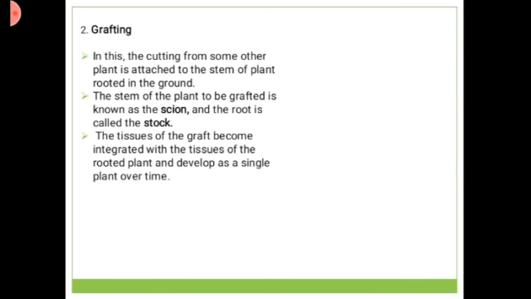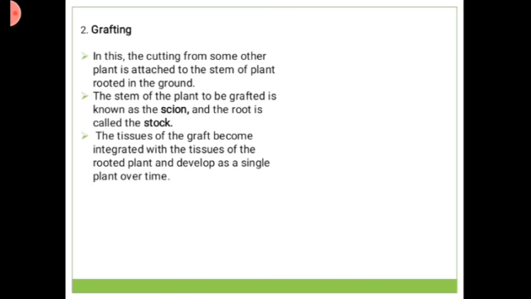Second type is grafting. So what happens in grafting? It is one method that is used to produce some hybrid variety of plants by combining two plant stems. The stems of the two plants are attached, and then it is rooted in the ground. The part of the plant that we join to the other plant is called the scion.